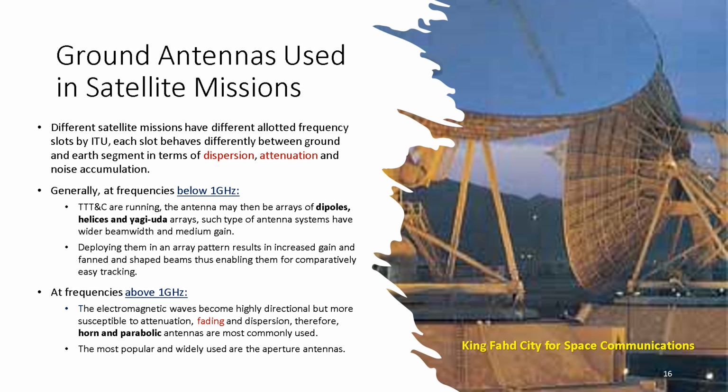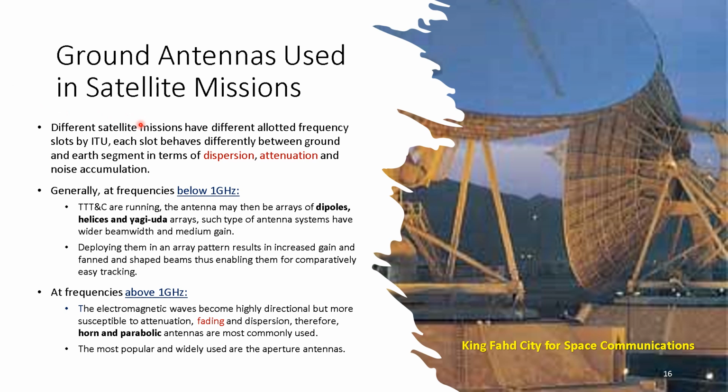Now a little bit of practical information. What you see in the picture on the side is King Fahd City for space communications, with some of the large 32-meter dishes there. It's a satellite connected station. I just want to share with you some information about the ground antennas, then we'll talk about the satellite antennas.